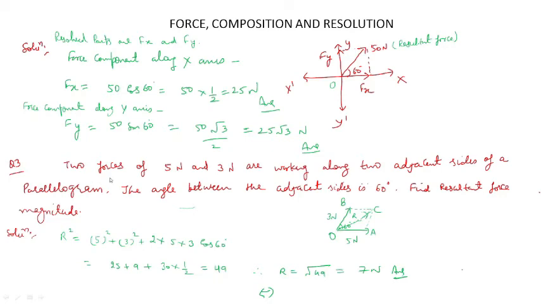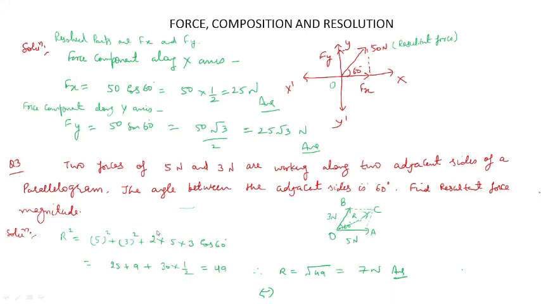The next problem is that two forces of 5 Newton and 3 Newton are working along two adjacent sides of a parallelogram. The angle between the adjacent sides is 60 degree. Find the resultant force magnitude. Here you can see that these are the adjacent sides of the parallelogram, and a force of 5 Newton is acting along the OA direction and a 3 Newton force is acting along the OB direction. Let us say that the angle between the two forces is 60 degree, which is given. So we can find the resultant force that will be along the diagonal of the parallelogram.